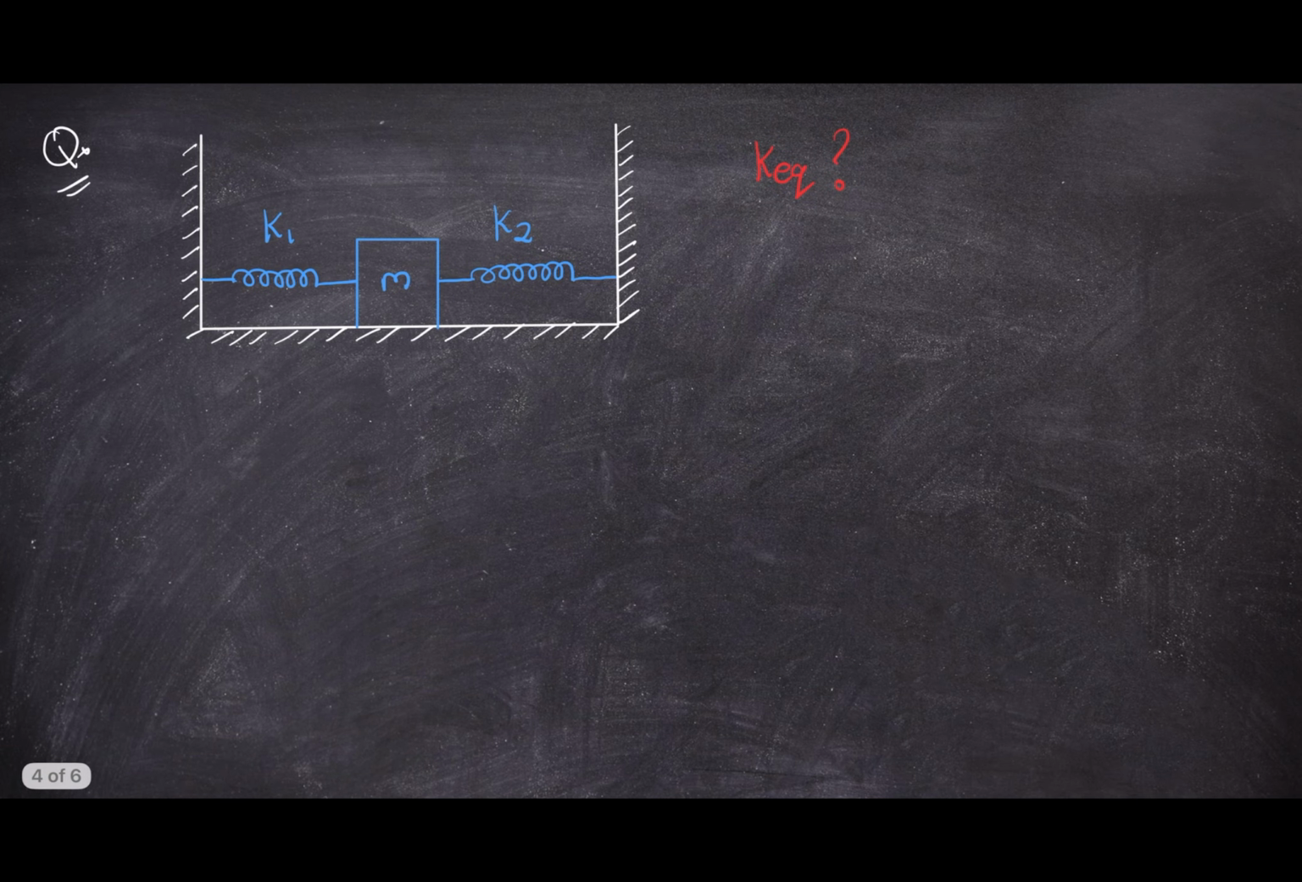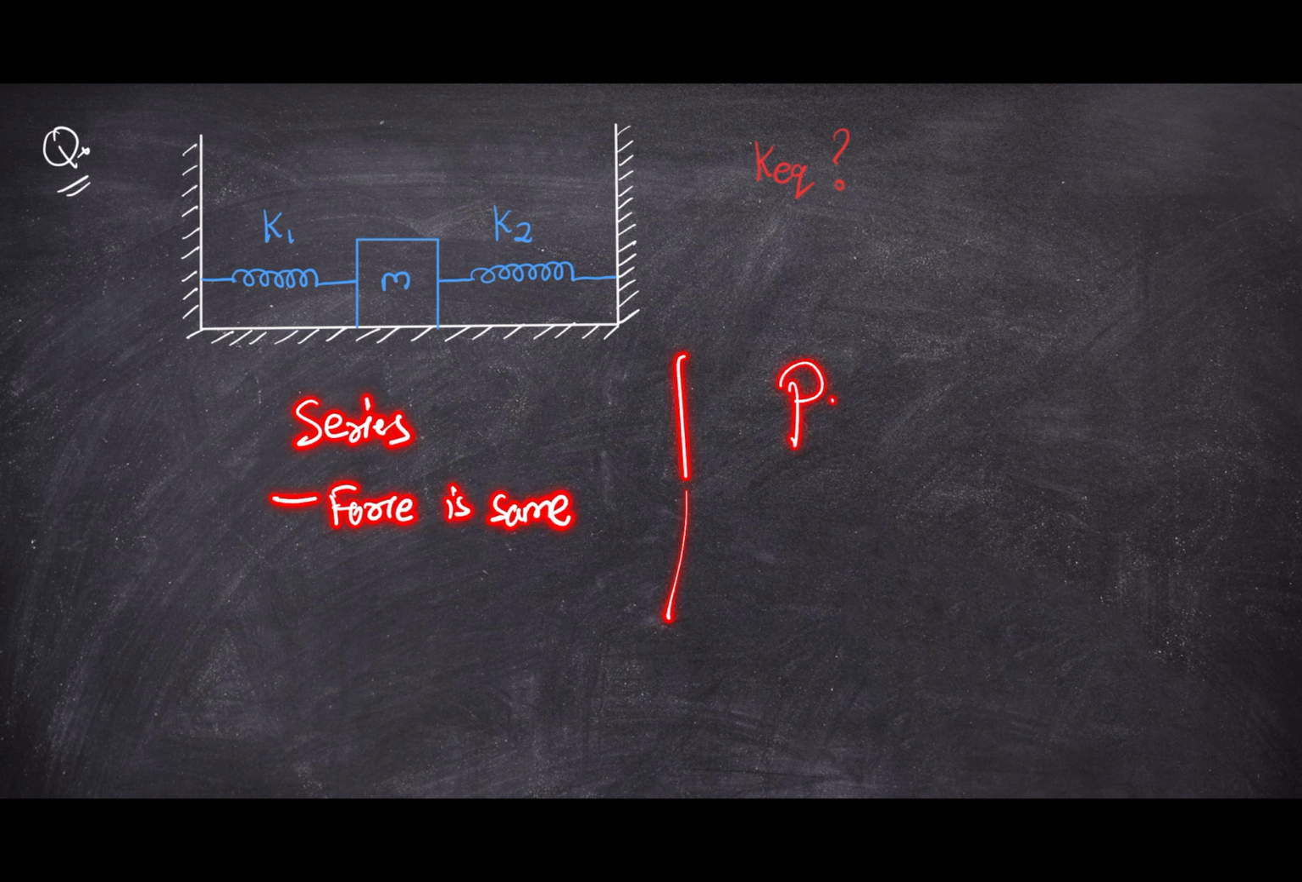So let's say this is the question given. A block of mass m is attached to two springs K1 and K2. Our first task is to figure out whether this is a series or parallel connection, because we know the formulas for series and parallel to calculate K equivalent. So what do we do? For series, just remember that the force is the same everywhere in the spring. But for parallel, the displacement is the same for the two springs.